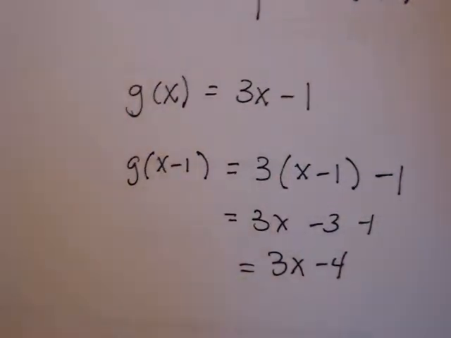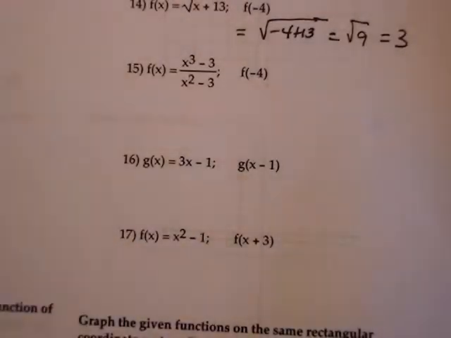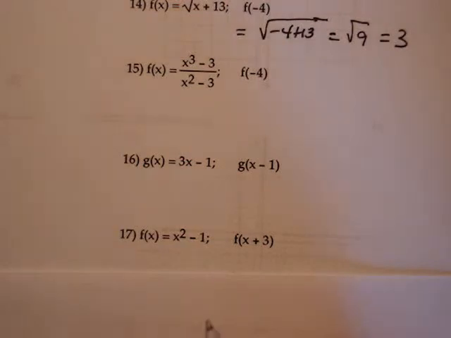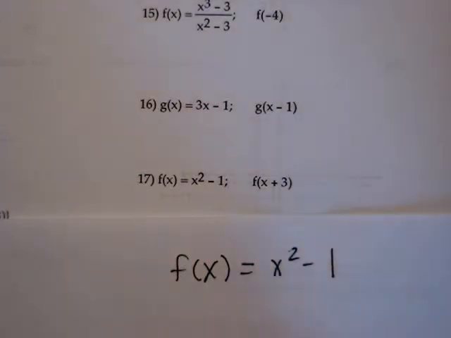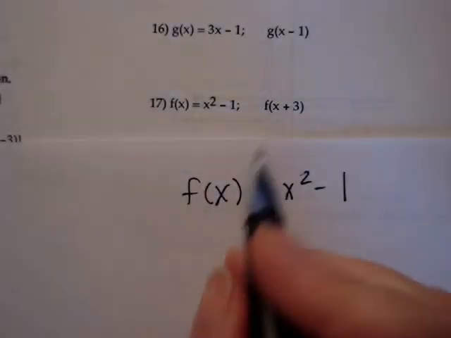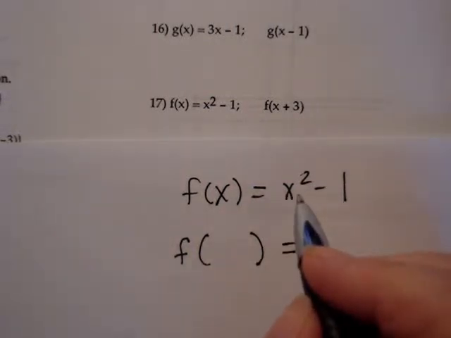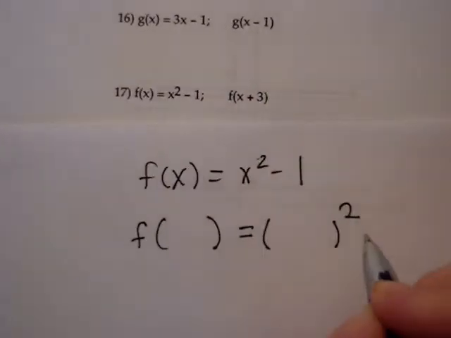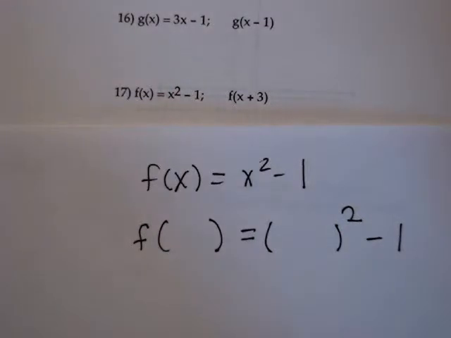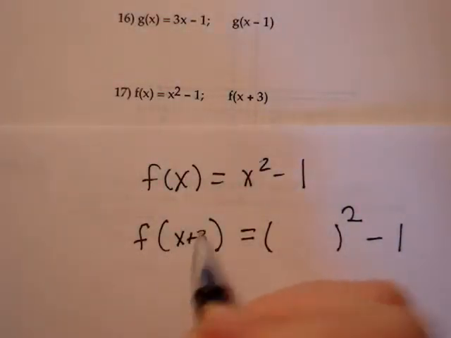So let's try, what's the next one? Ah, good one. 17 says f of x is equal to x squared minus 1. So let's do the blank parenthesis again. F of whatever my input is equal to, now let's say this in words. This function is telling me take my input, square it, then subtract 1. What is my input this time? X plus 3. The expression x plus 3.